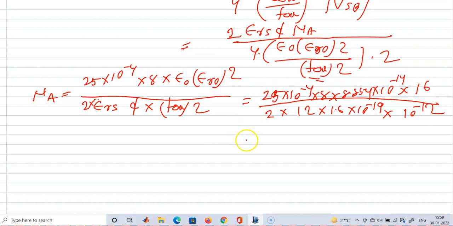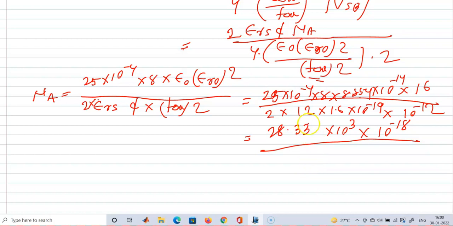Okay, so the process is just multiply this and this. Okay, right? 25 into 8 into 16 into 8.854. So with virtual calculators you can calculate. So 28.33 into 10 to the power 3. You'll find this. Then here is the 10 to the power minus 14, here is the 10 to the power minus 4. So 10 to the power minus 18.